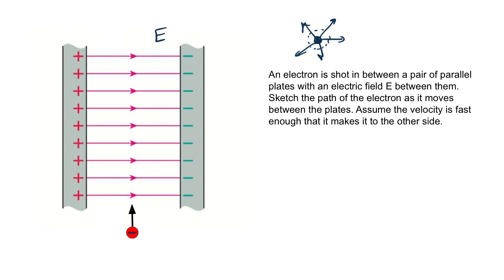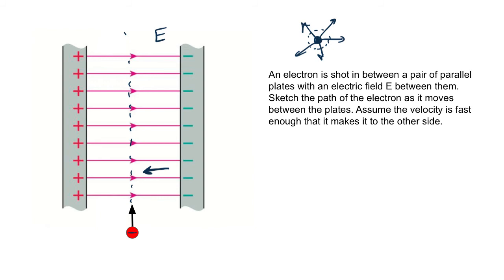So if you want to sketch the path, you might say, well, how come it just doesn't move straight across? And that's a good question. It would if there was no electric field. If we ignore the effects of gravity, it would just move straight through the plates. But that electric field is going to cause a force on that electron. And the electron, just by looking at the signs of the plates, is going to feel a force in this direction. And there's two ways to analyze that.